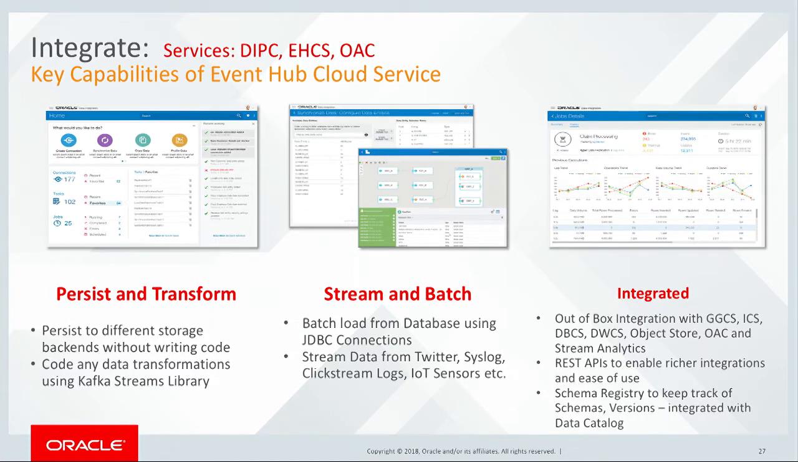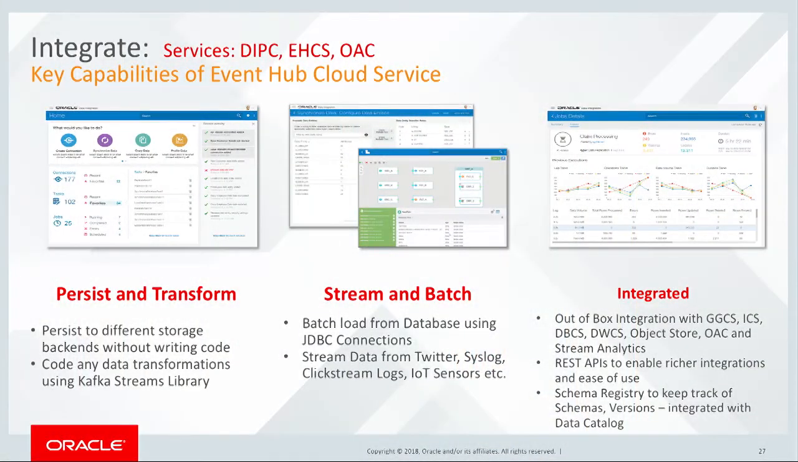Some of the key capabilities: if you want to persist the data, the data can always land into Apache Kafka. We have connectors already written, and Kafka also supports stream libraries. Essentially, you do not have to write any additional code for data persistence or data transform. It can be out of the box with the connectors we have built. It also supports both stream and batch styles of workloads. Whether it's streams like clickstream logs or IoT sensors, you can use the connectors we have built to load data from a database, or you can use JDBC connections.